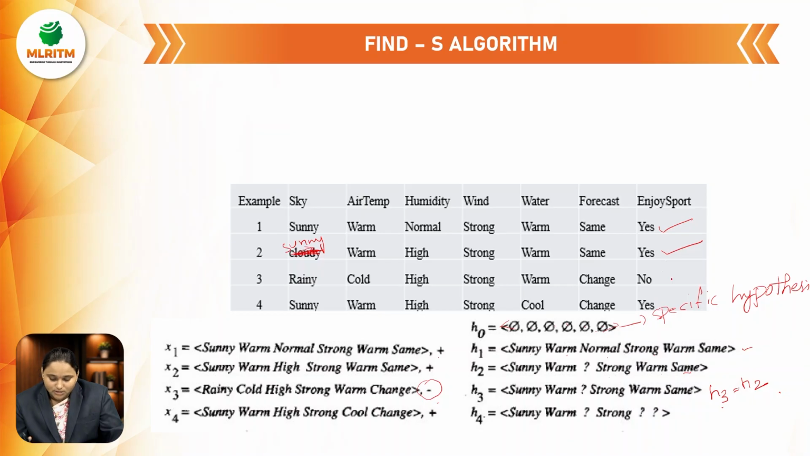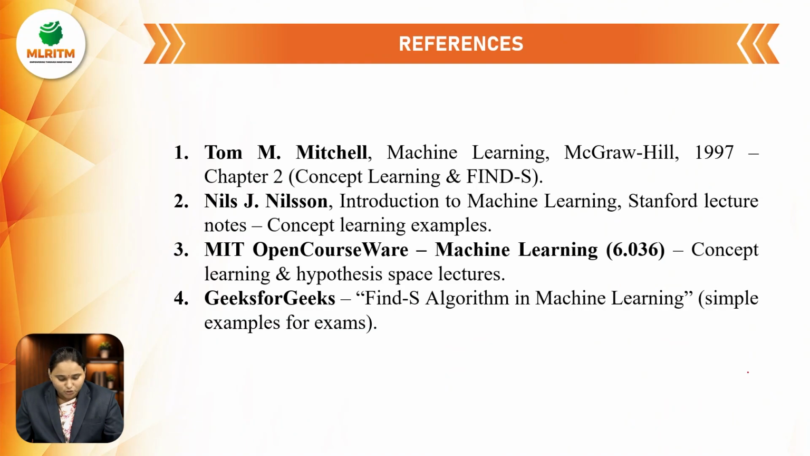The fourth one is sunny, warm, high, strong, cool, change, yes. This is a positive, so it is a consistent hypothesis. It accepts the positive. Next, the sunny. Next, warm is same. We need to compare with H2. H2 is equal to H3, so we need to compare with H2.